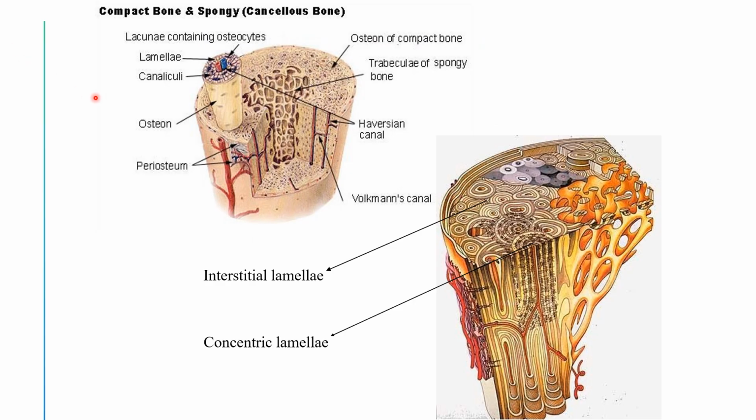So here you can see the structure of a compact bone and spongy bone. This is the trabecular spongy bone and these are the osteons of compact bone. In the compact bone you have the Haversian canal and Volkmann's canal. And here you can also see the circumferential lamellae and interstitial lamellae.